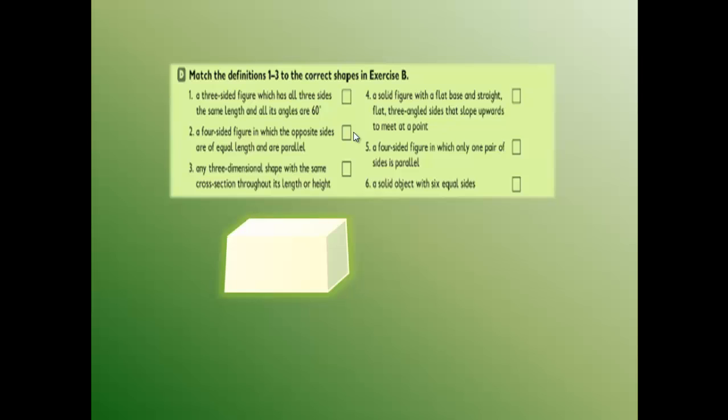Let's come back to our book, exercise number D. Match the definitions from 1 to 3 to the correct shapes in exercise number B. Here we are asked to match the definitions from 1 to 3 to the correct shapes in exercise number B. The first one, a 3-sided figure which has all 3 sides the same length and all its angles are 60.